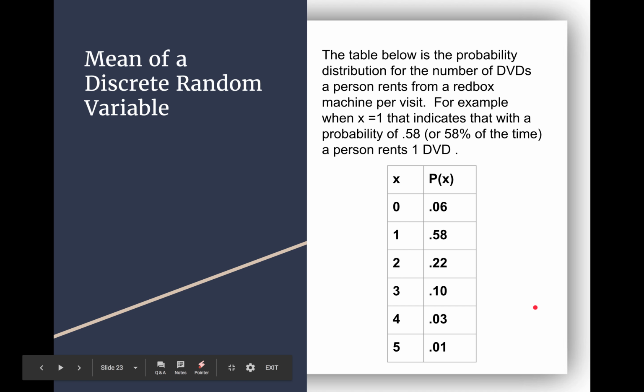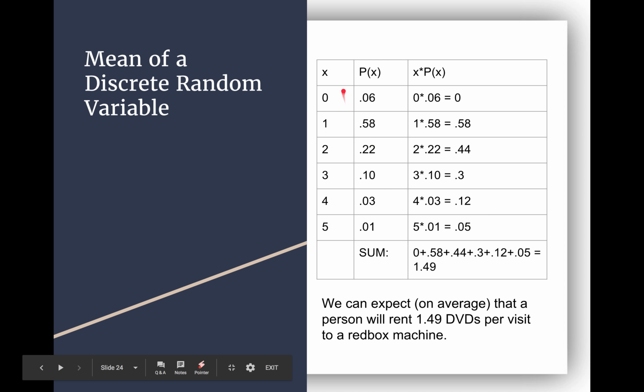So let's go back to our DVD rental problem. Again, we have our discrete random variables. X goes from 0 to 5 and the probability of that occurring. So here's my x and my probability of x, and I'm going to multiply my x times my probability of x all the way through. And you can see these numbers over here. So 2 times 0.22 gives me 0.44. 3 times 0.1 gives me 0.3, 4 times 0.03 will give me 0.12, and 5 times 0.01 will give me 0.05. So now I'm going to add these together, and I'm going to get 1.49.